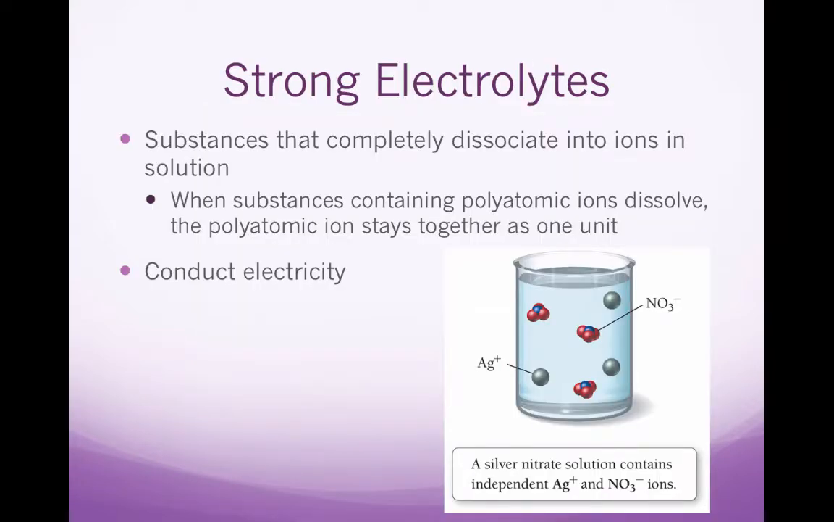Strong electrolytes are substances that completely dissociate into ions in water, like sodium chloride. When substances containing polyatomic ions dissolve, the polyatomic ions stay together as one unit. For example, silver nitrate. Silver nitrate solution contains independent Ag+ and NO3- ions. Strong electrolytes conduct electricity.